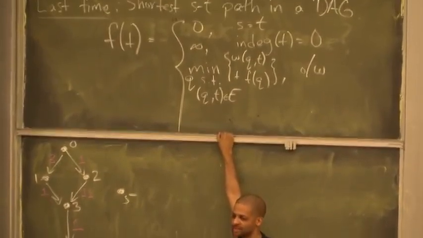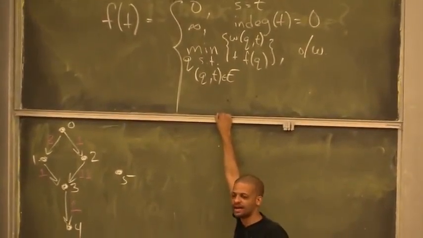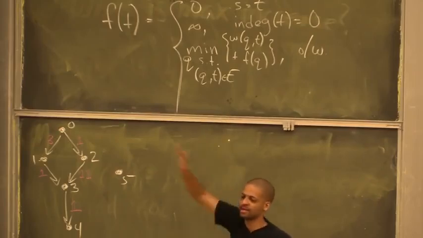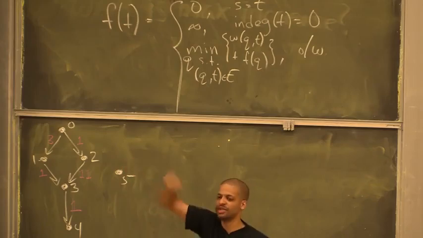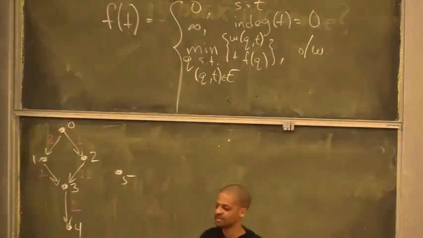So I'll have two tables. One will be the mem table like last time, which stores the length of the shortest path. But I'll also have another mem table. I'll call it the choices table, which remembers which choice I made to achieve the minimum. Namely, which q did I choose to achieve the minimum? Okay, so let's take a look at that.